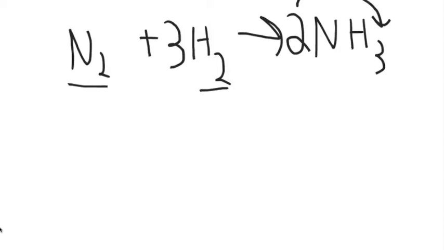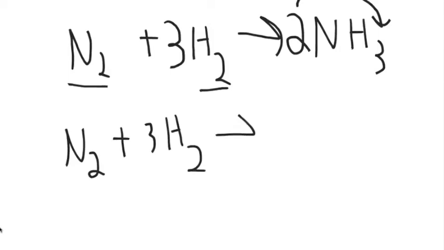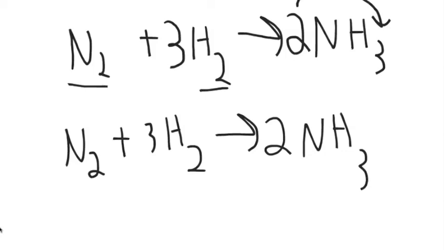So now let's go back and see if we did it right. We've got N2 plus 3H2 makes 2NH3. We have 2 nitrogens on the left, 2 nitrogens on the right. 6 hydrogens on the left, 6 hydrogens on the right. This equation is now balanced. Let's try another one.